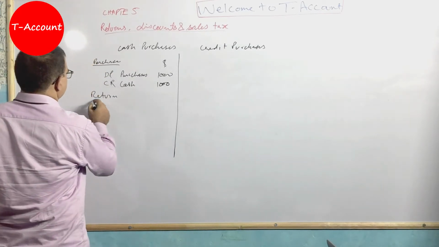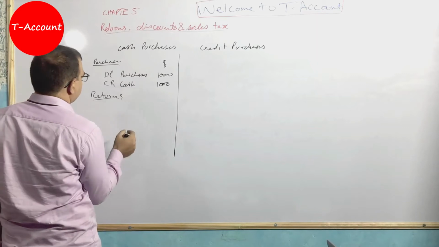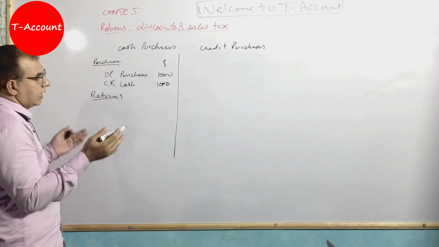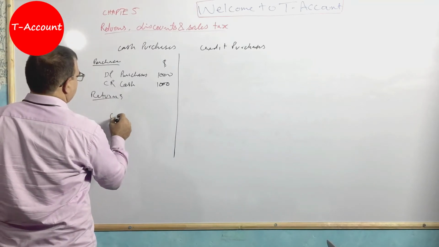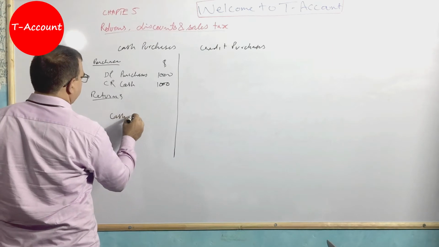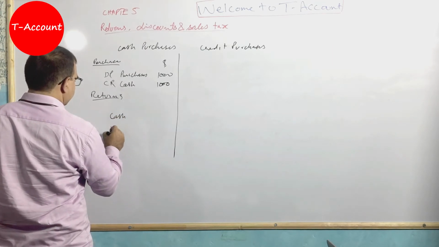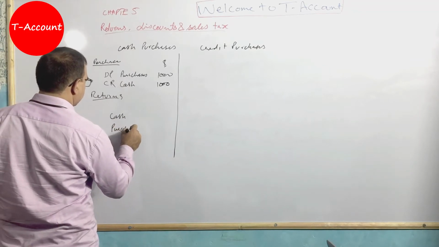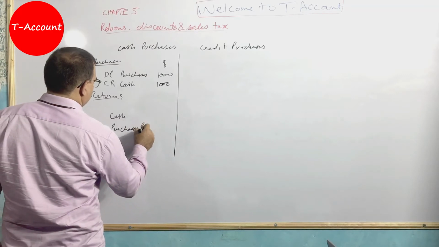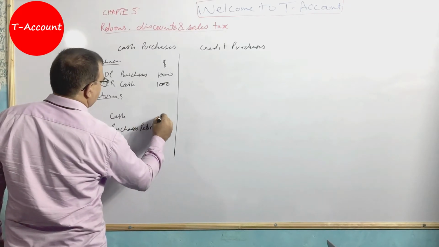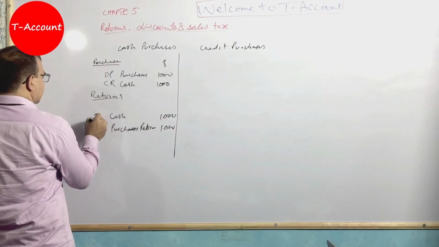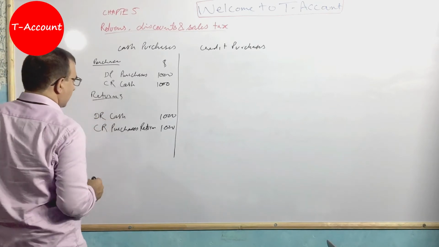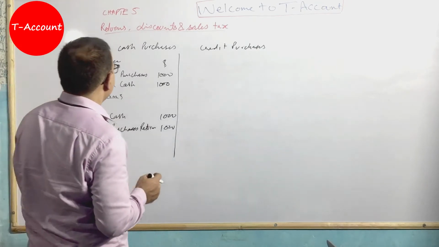What happened when you returned? Like sales returns, you open a new account which is called purchases returns. Debit cash, credit the purchases returns account, 1000. So cash came back, and purchases are reduced against this contra purchases account.